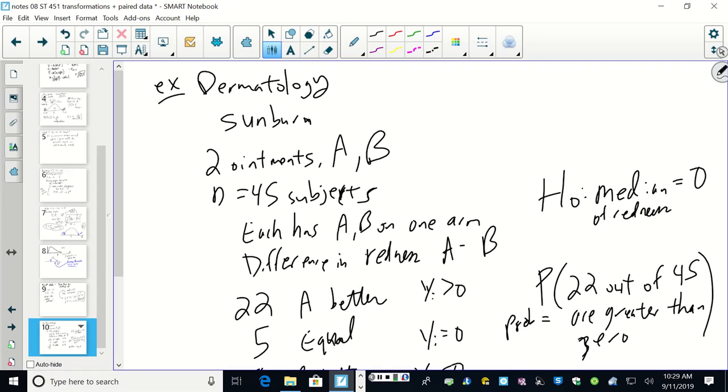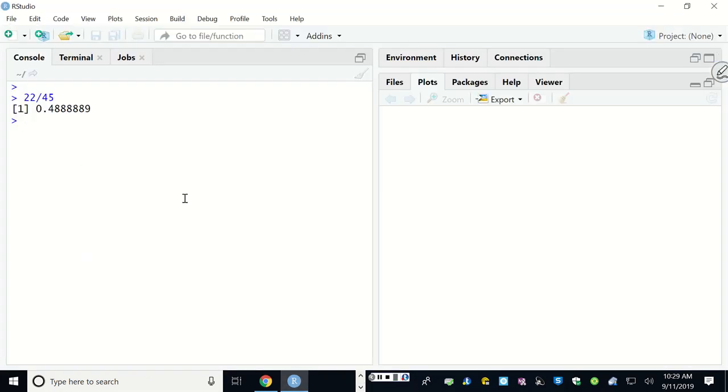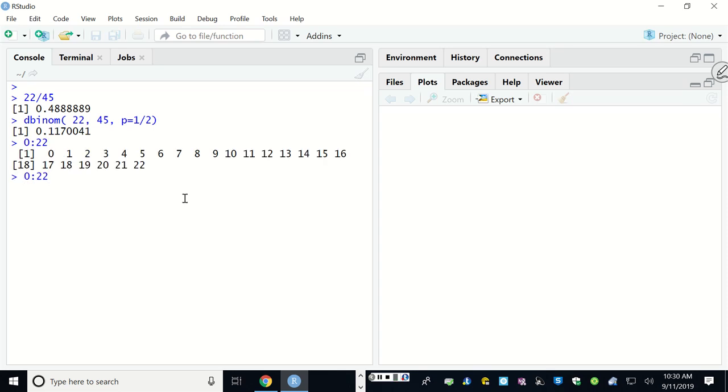Using a binomial in R, there's dbinom, the density of a binomial random variable. So 22 is the number we saw out of 45, and p is set at 1/2. There's an 11% chance of actually seeing 22. But for p-values, we ask what's the chance that we would see what we saw, or more extreme? Since 22 is less than 1/2, we are going to use 0 through 22 as those numbers.